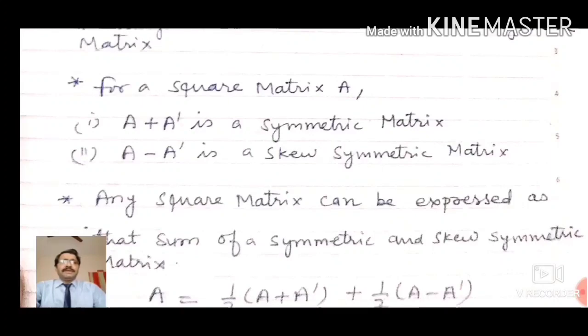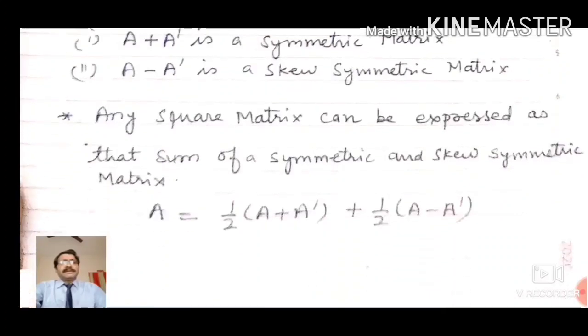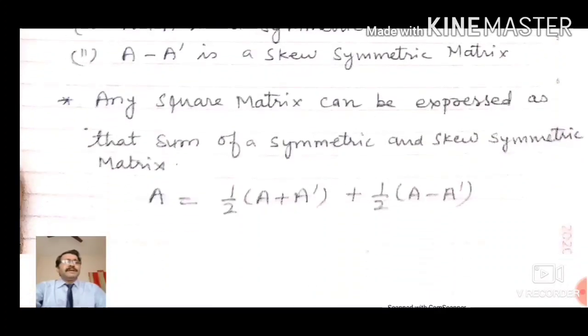For a square matrix, A plus A transpose is a symmetric matrix. If you find A plus A transpose, it is always a symmetric matrix. A minus A transpose is a skew symmetric matrix. Any square matrix can be expressed as the sum of a symmetric and a skew symmetric matrix.